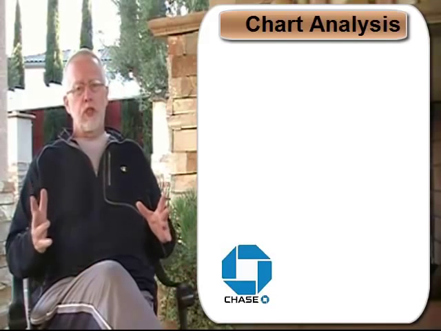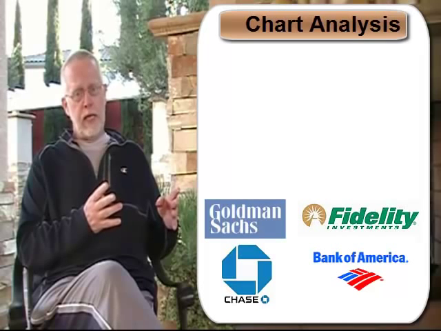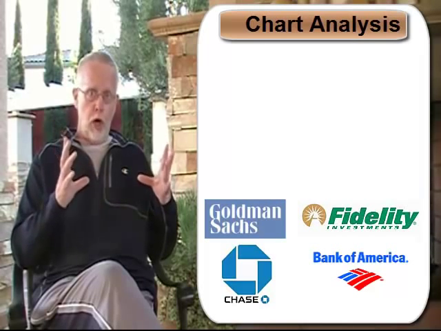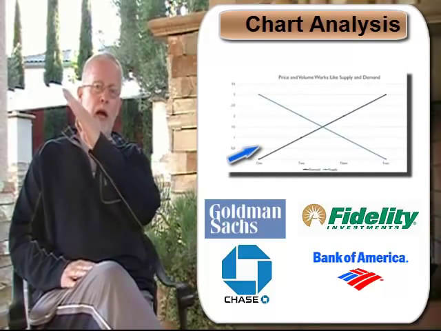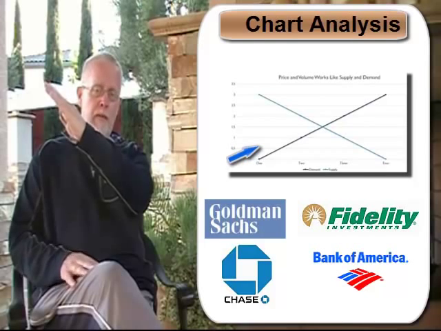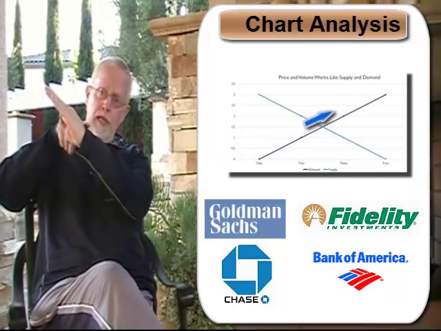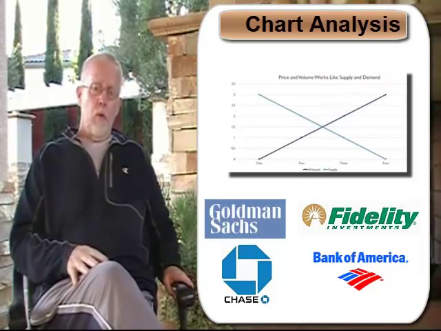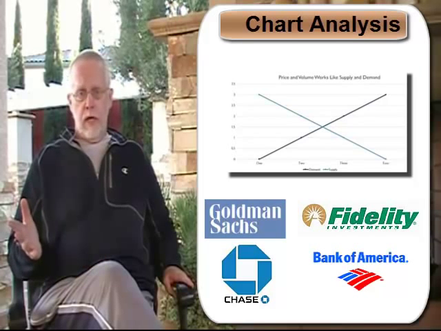When large institutional buyers like banks and mutual funds get interested in a stock, they start buying in large blocks. So they'll drive demand up as they're buying in the big blocks. And what happens with increased demand? Price goes up.